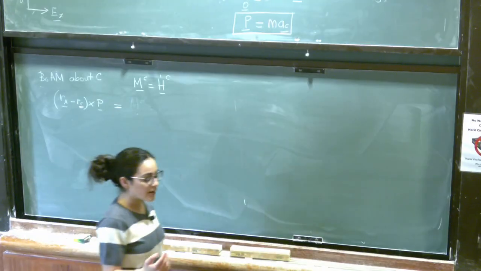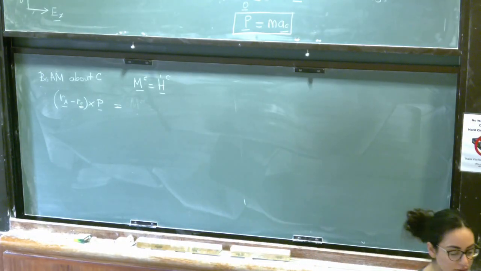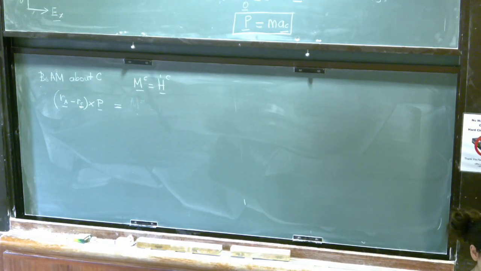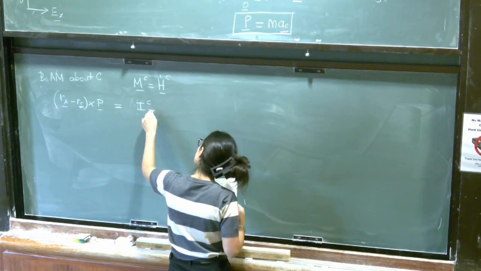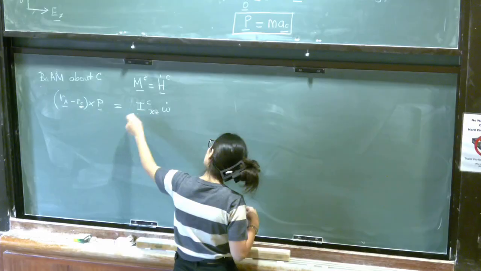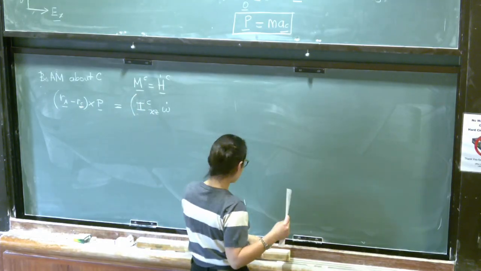Now H dot C. I know that omega is along E_Z, right? The angular velocity is along E_Z, so I can use the simplified equation, which is here. H dot C is I_C^C omega dot, which is alpha, right?